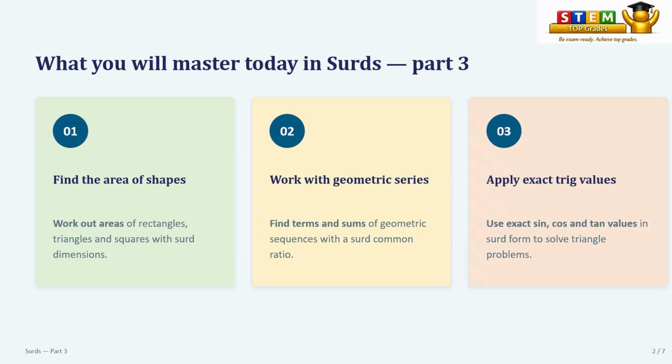So the first objective is to find the area of shapes. We're going to work out areas of rectangles, triangles, and squares with surd dimensions. Secondly, we're going to work with geometric series, and here we're going to find terms and sums of geometric sequences with a surd common ratio. And finally, we're going to apply exact trig values. This means we're going to use exact sine, cosine, and tan values in surd form to solve triangle problems.